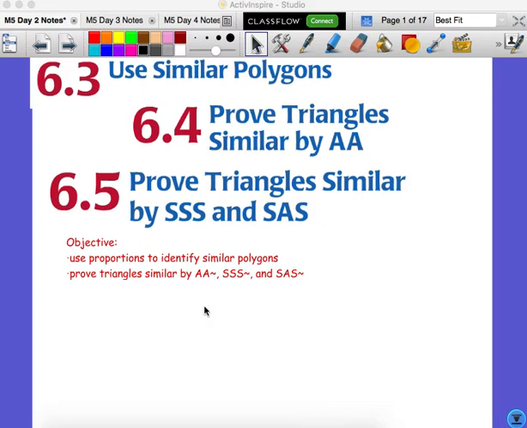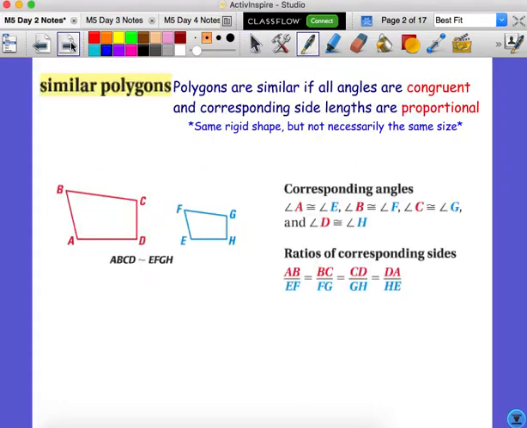Today we're going to take a look at similar figures, and a lot of what we're going to learn today is going to focus primarily on triangles. But before we start, we're going to look at just generic similar figures. What does that mean geometrically, and how can we apply it?